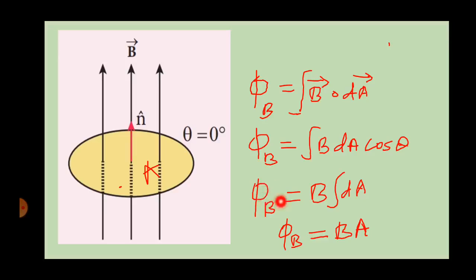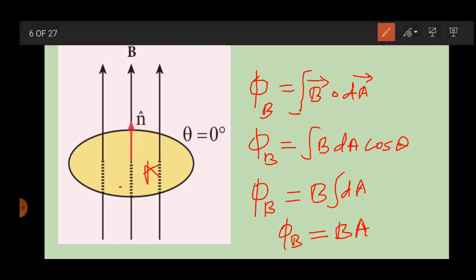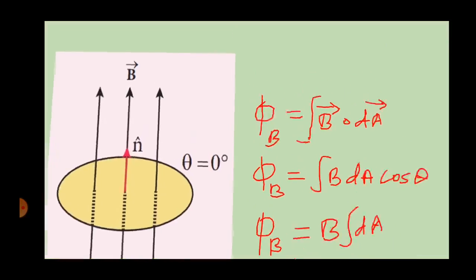Therefore, phi B is equal to B into the integral of dA. dA means small area. So now integrating the area, the magnetic flux phi B is equal to B into A. The integral of dA is equal to A, the total area of the conductor. So this is nothing but magnetic flux. Understand students? Okay, then one more explanation.